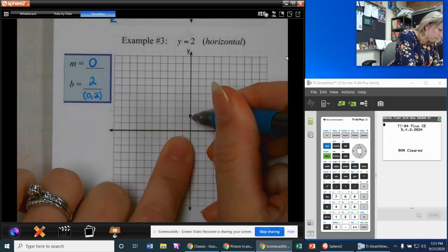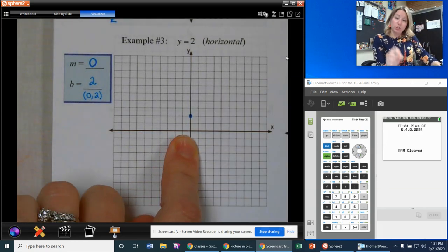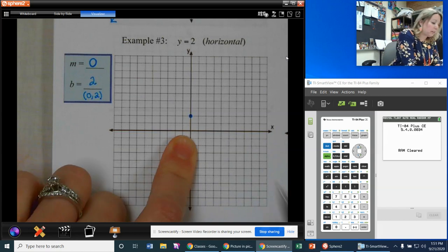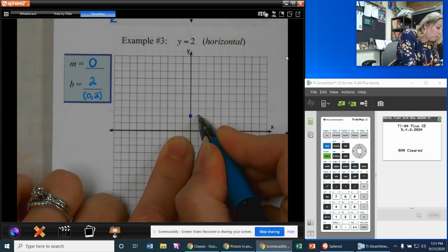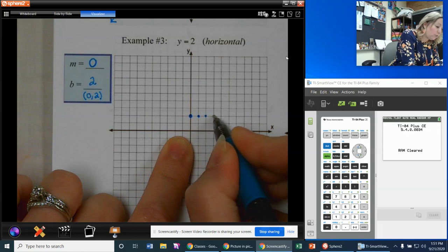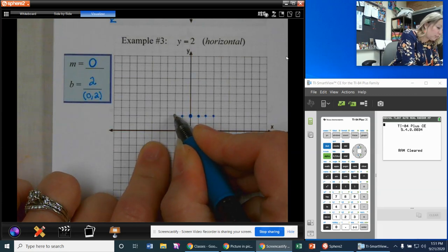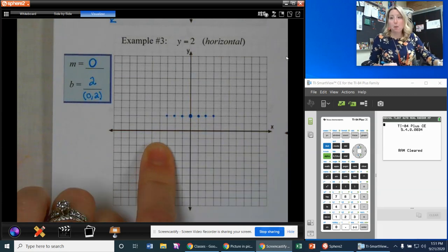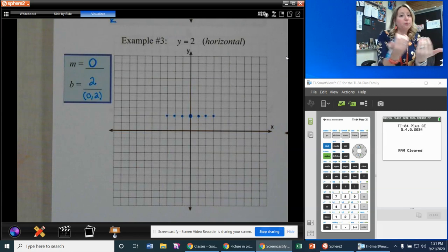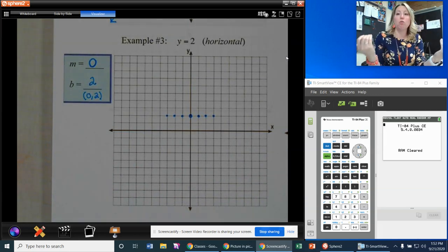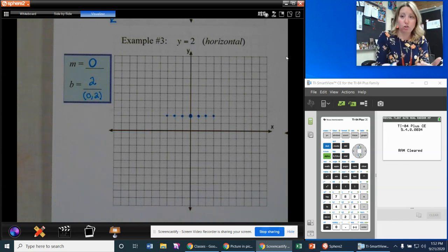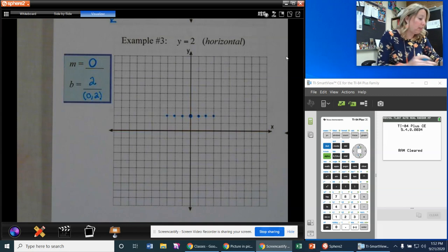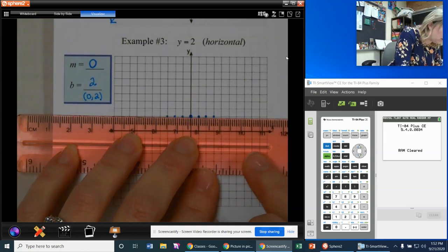There's my starting point. Now my slope says 0, right? So that means that I don't go up and down at all. In fact, I only go to the left or the right. I just said those backwards of how I went, but that's it. Every single y value of every single point on this entire line is 2. That's why we name the line y equals 2.